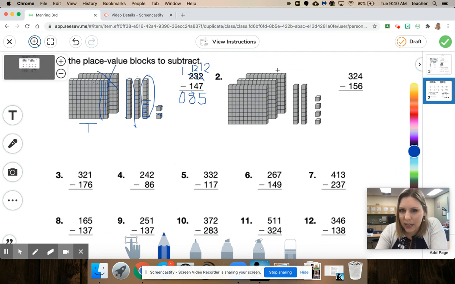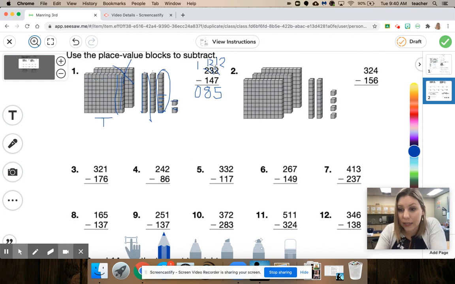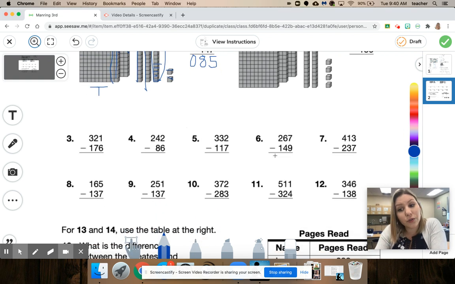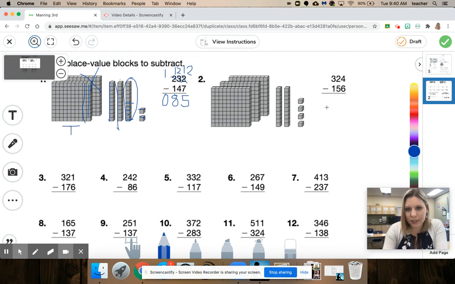Number 2 has the same place value blocks. On 3 through 12, you do not have to use place value blocks. I just want you to subtract using regrouping like we did up here. So I'm not going to do 3 through 12 with you because I want you to do it on your own. But I will show you another example for number 2. So number 2, I have 324 as shown with my place value blocks, taking away 156.